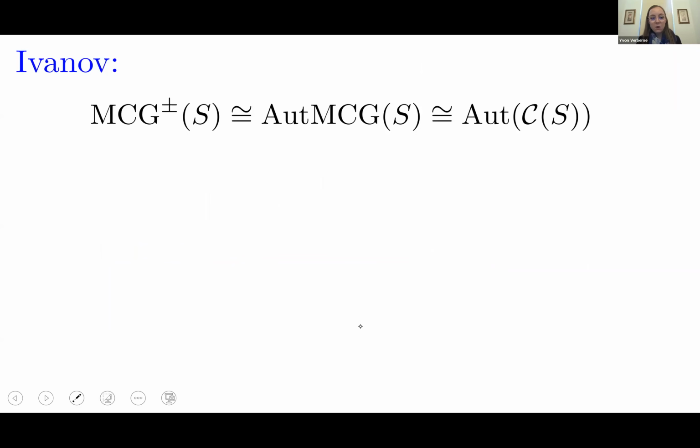So one of the celebrated theorems by Ivanov is that the extended mapping class group of a surface is isomorphic to the automorphism group of the mapping class group. So those are the orientation preserving homeomorphisms, which is isomorphic to the automorphism group of the curve complex of a surface. So I want to take a quick minute to see why this theorem could be true. So the first piece of Ivanov's theorem, let's take a look at why the extended mapping class group of a surface could be isomorphic to the automorphism group of the curve graph.